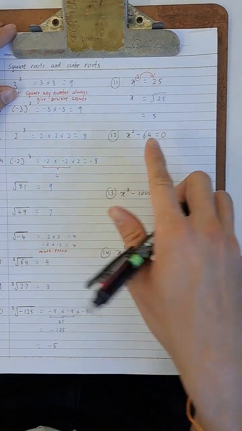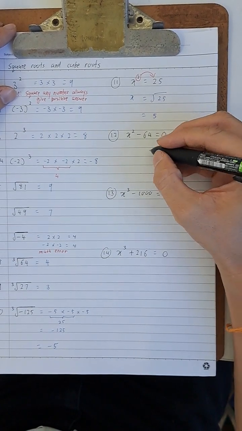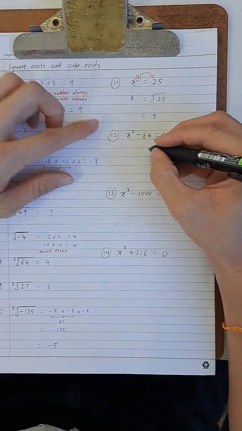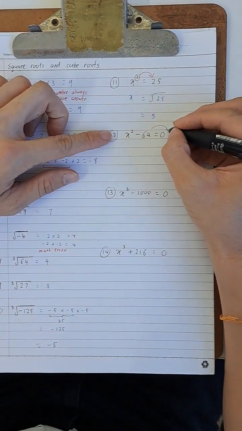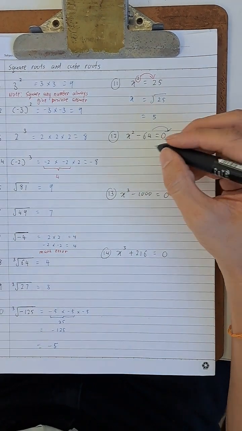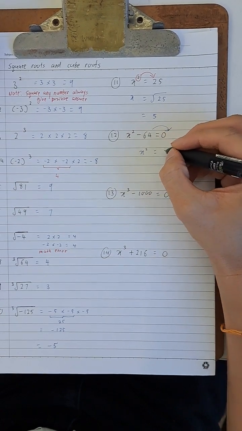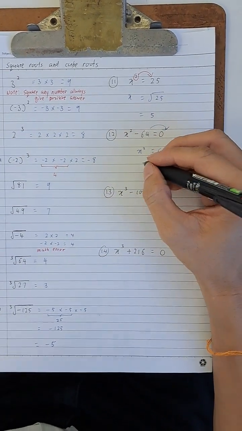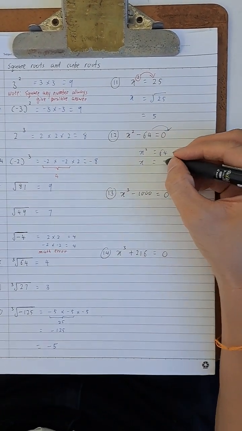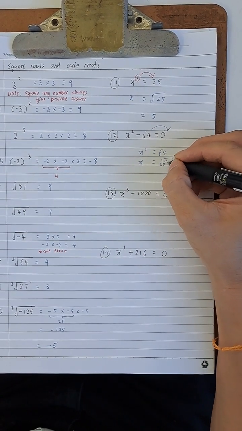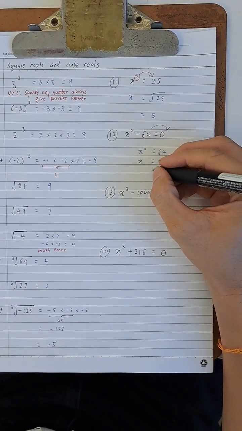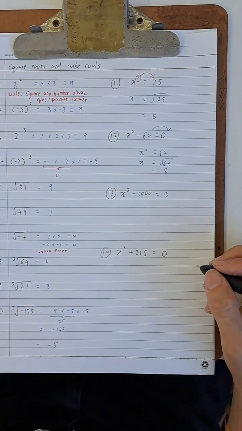Same thing for this case, all right? So I can move the number to one side first, and then I have x squared equals 64. So x must equal the square root of 64. And that should give you 8 over here.